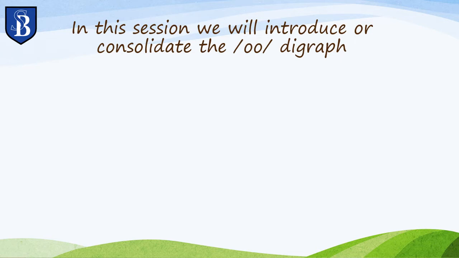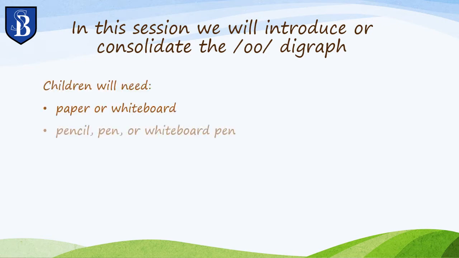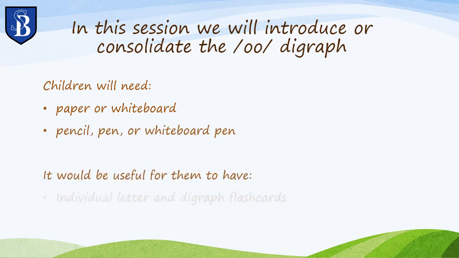But for today we're thinking about OO, and children are going to need paper or whiteboard, a pencil, pen or whiteboard pen to write with, and it's always useful for them to have access to some individual letter and digraph flashcards, maybe some magnetic letters or any other alternative you have available at home.